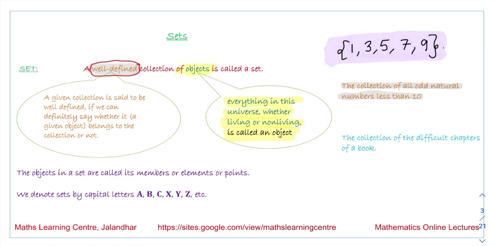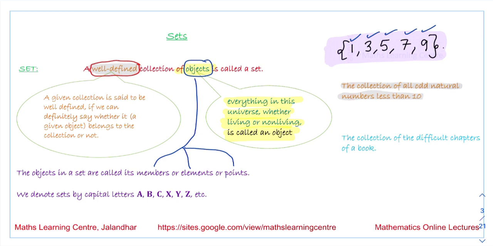The elements in this collection, element means these objects, are also called the members, elements or points of this collection. So these elements over here are fixed. These are not going to change.